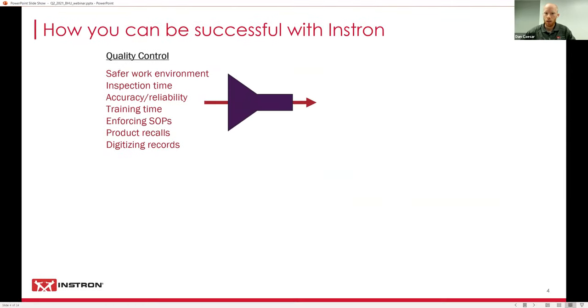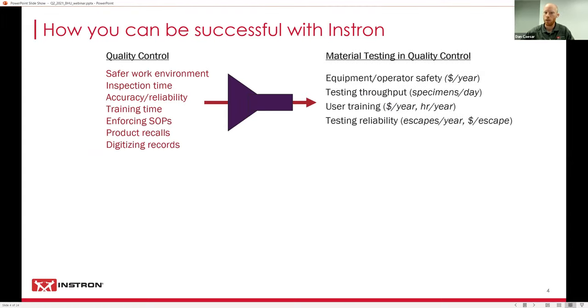So now let's throw some of the broad quality control items of concern through this funnel or this screen or whatever we want to call it, and out comes the material testing metrics that should be a priority for QC testing labs to improve. So the first is safety of your equipment and of your operators. So this could be represented in maybe dollars per year if you were to add up the cost of replacing damaged equipment or a cost associated to any sort of workplace injury. Then we have the throughput or the number of tests that your lab can run in a day. So that could be specimens per day, specimens per hour, what have you.